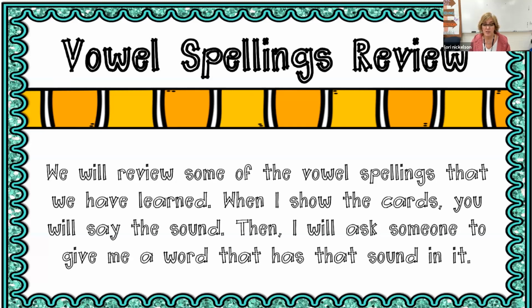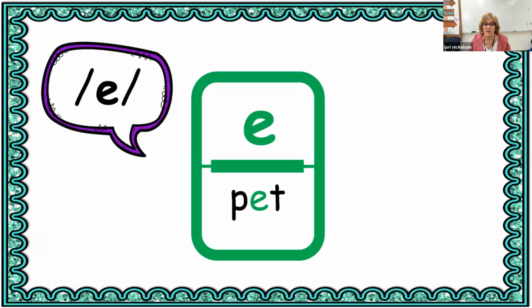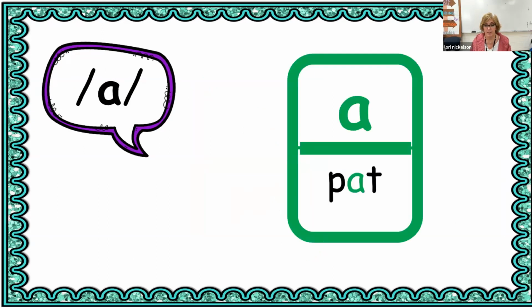So, our vowel spellings review. We will review some of the vowel spellings that we've learned. When I show the cards, you're going to say the sound, and then I'll ask someone to give me a word that has that sound in it. The vowel sound there is as in pet. What's another word with the sound? Get. Good. The sound as in pat. What about hat?